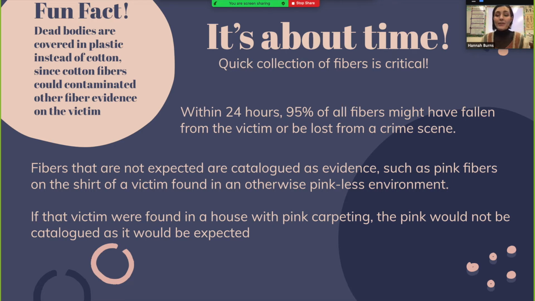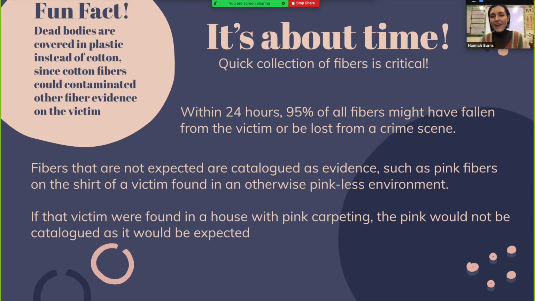For example, if you were to find pink fibers on the shirt of a victim found in an otherwise pinkless environment, then that would definitely be evidence. But if that victim were found in a house with pink carpeting from wall to wall, then we probably would expect that pink to be there, so it wouldn't be cataloged as evidence. Now, if that pink carpeting was found on the suspect and that suspect had no pink carpeting anywhere else, well then we might be able to make that connection.